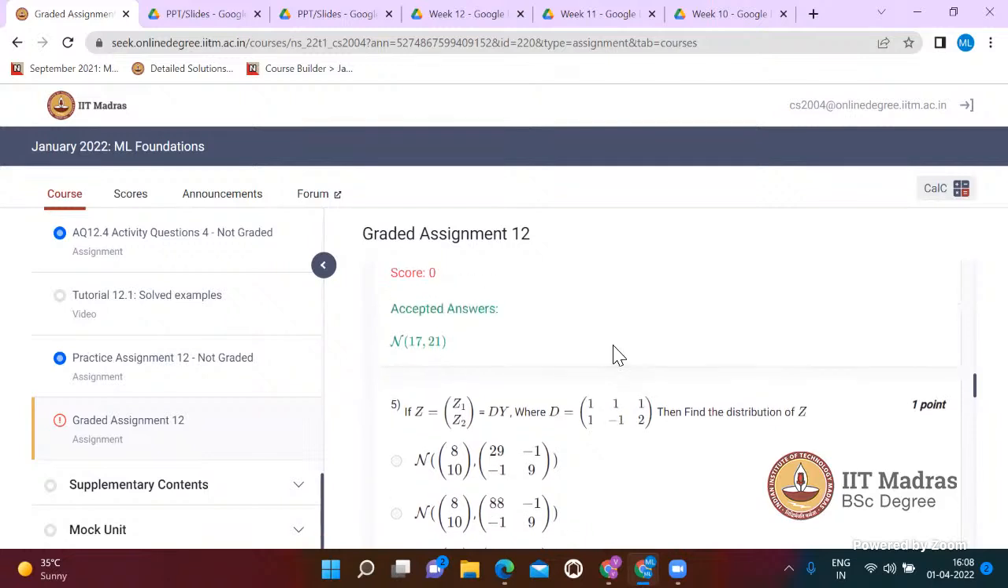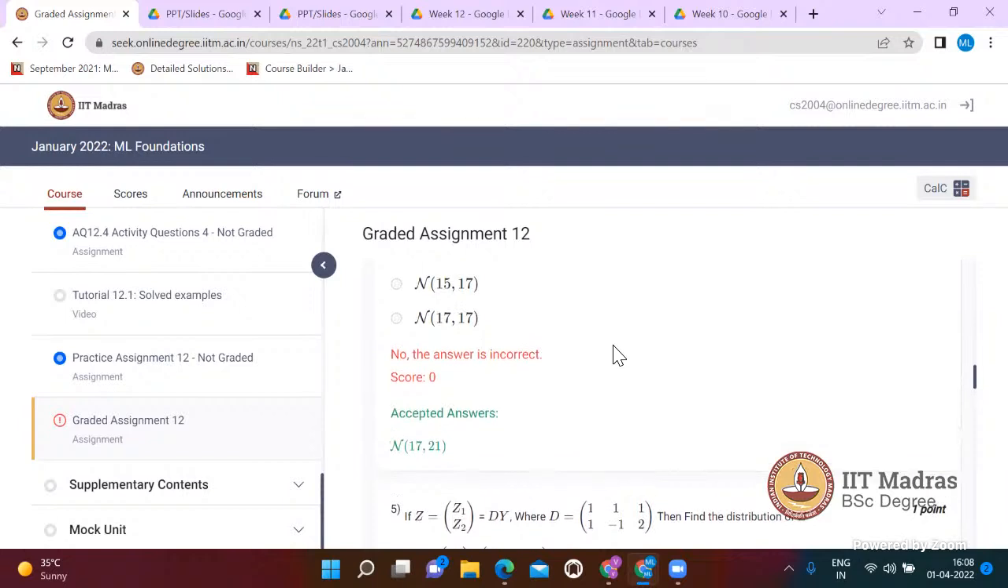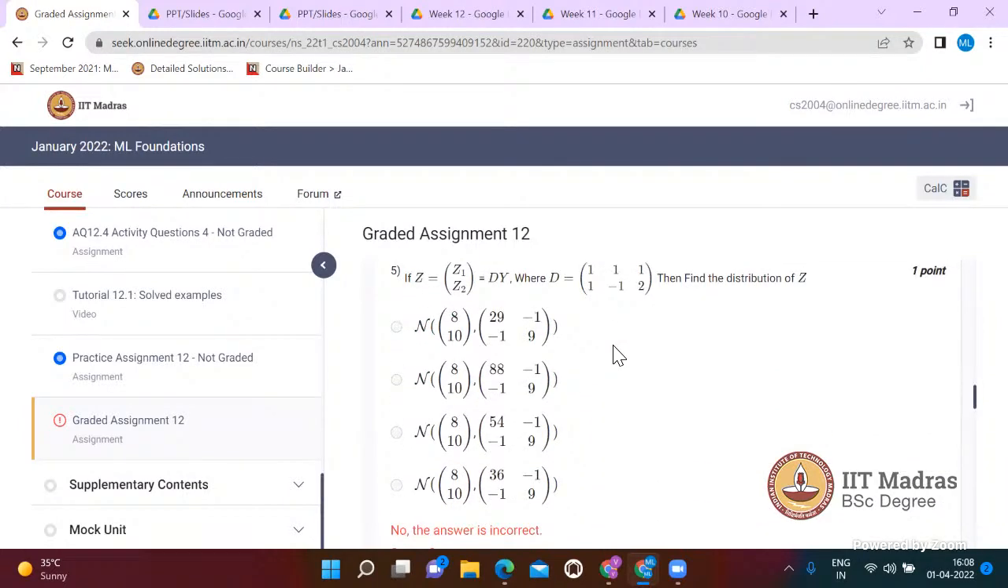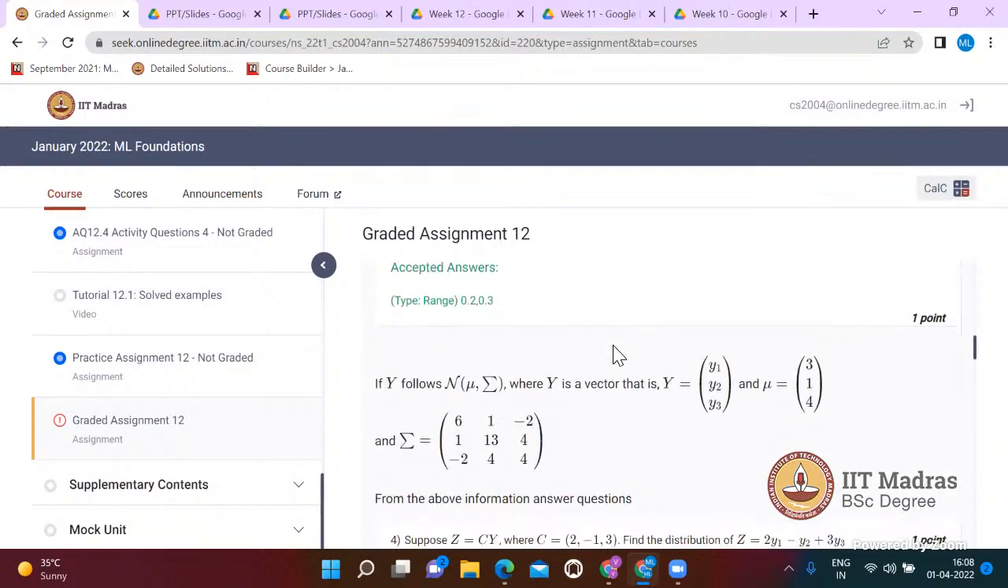I was not using the value of... Sir, can you scroll up? No, scroll up. Means the values for which I have to... Yes. Okay. Means mu, I have to use 2, 3, 4, and then 1, 1, 1 and 3, 1, 4 transpose I have to calculate. Yeah, you can do that like that.